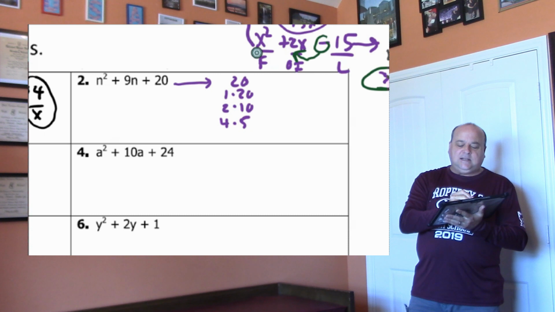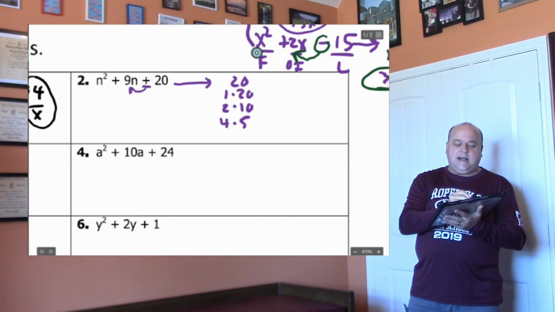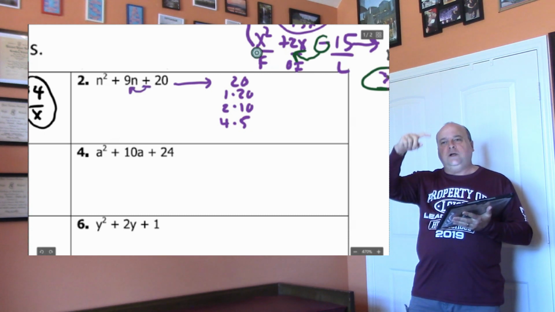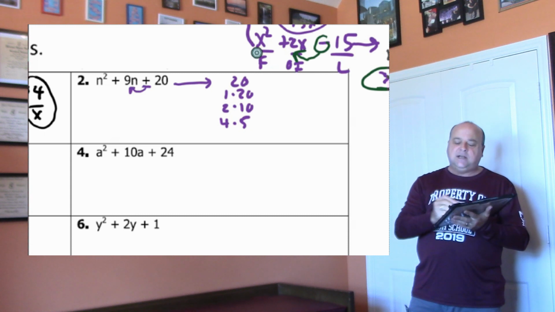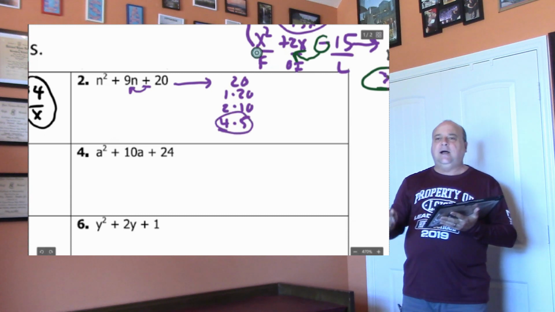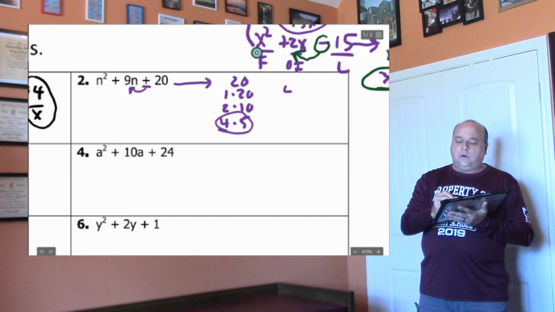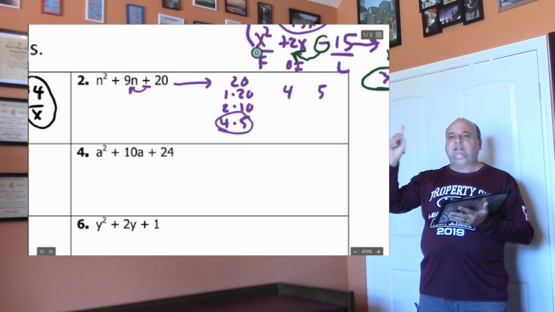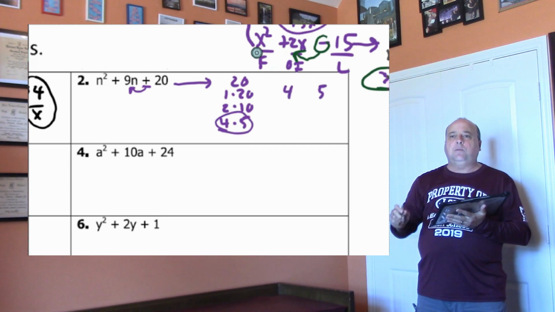I'm going to show you how to get these factors on the calculator in a minute. Now then, look at the last sign. It's add, and we want to add and get 9, don't we? So which set of factors add up and give us 9? It's the 4 and the 5. So put those over to the right.